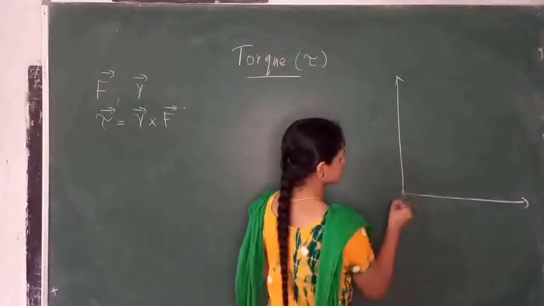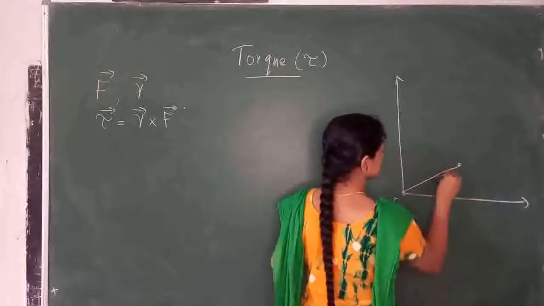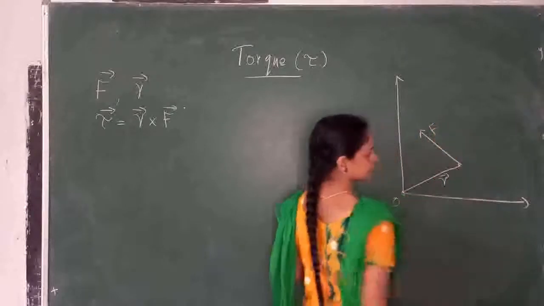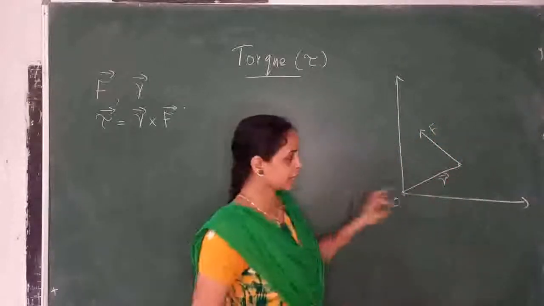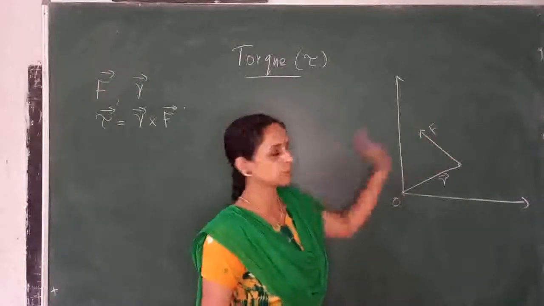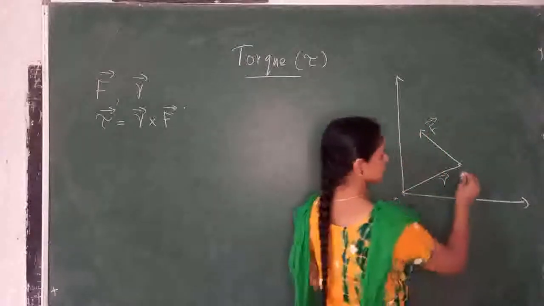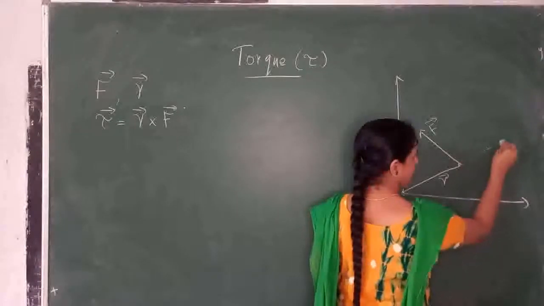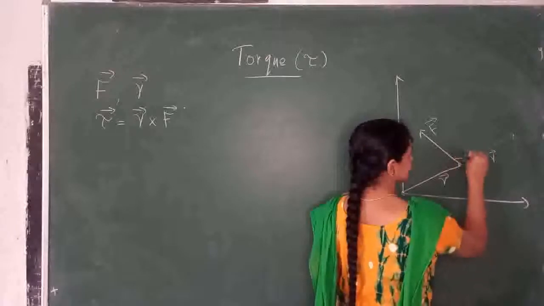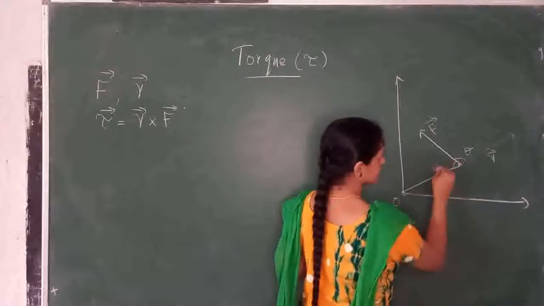And here is the origin. Our position vector of the particle is some R, and the force acting, let it be in this direction. This is the force. In a similar way, earlier we took momentum to find the angular momentum; here we are taking the force. This is also a vector quantity. So what we can do here, we can extend this R in the same direction. This is again R, and this is the angle theta. So this angle is 180 minus theta.